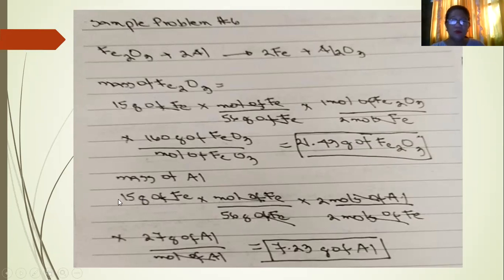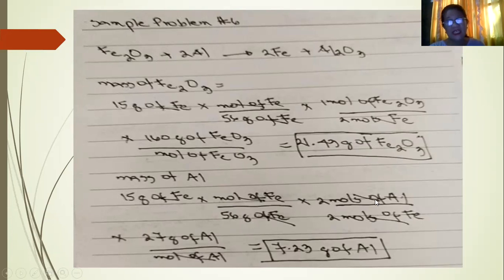The mass of aluminum, with the same given, that is 15 grams of iron. Then convert that into moles of iron by multiplying with the molecular weight of iron, that is 56. That is mole over 56 grams. Cancel the grams. What remains is the mole. Since we have moles, we can now get the moles of aluminum using the equation. You have here 2 moles of aluminum is needed in order to produce 2 moles of iron. So cancel the moles of iron. What remains is the mole of aluminum.